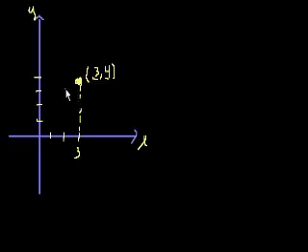Another option, and you might have done this in everyday life, is to say, let me just point you in a direction, and then you go a certain distance in that direction. So I could have said, let me just point you in that direction, and you need to go this far in that direction. And that would also give you the same point.